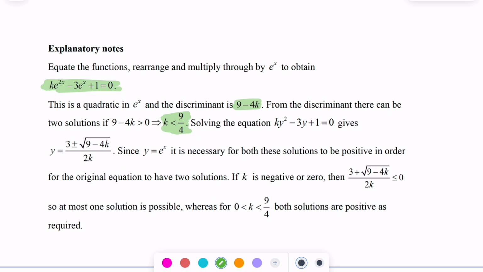Okay, looks very good. So solving the equation, they're saying let y equal this. What they're actually saying with this equation is y equals e to the x. So that actually gives you this value. And therefore, that needs to be greater than 0, and then k has to be greater than 0 but less than 9 on 4.